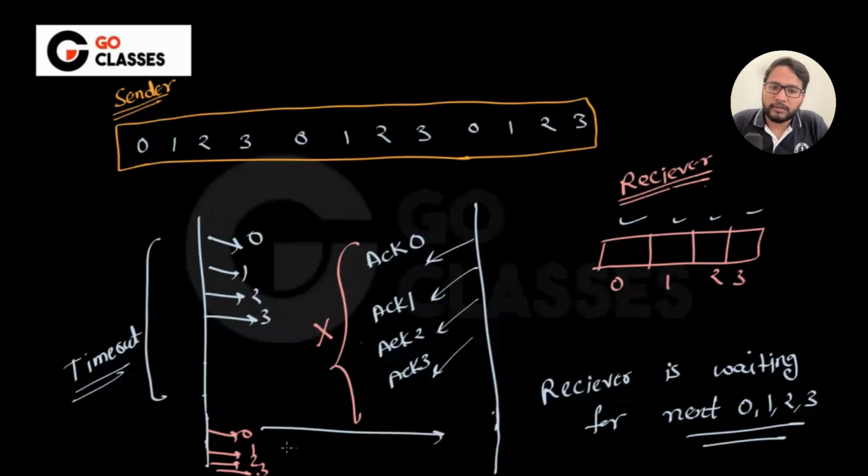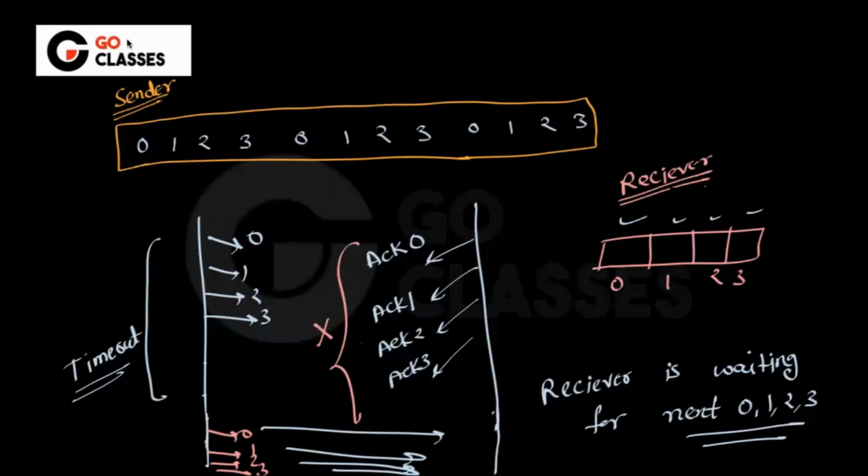You got 0, 1, 2, 3. What will happen? Tell me. The receiver will be accepting these packets. Receiver will be accepting this 0, 1, 2, 3, isn't it? See, the receiver is waiting for the next 0, 1, 2, 3, and you got the 0, 1, 2, 3. So the receiver will basically be accepting this 0, 1, 2, 3.